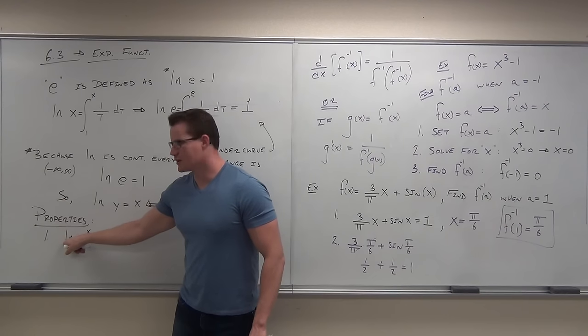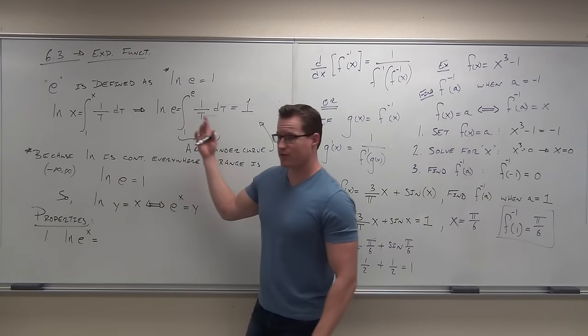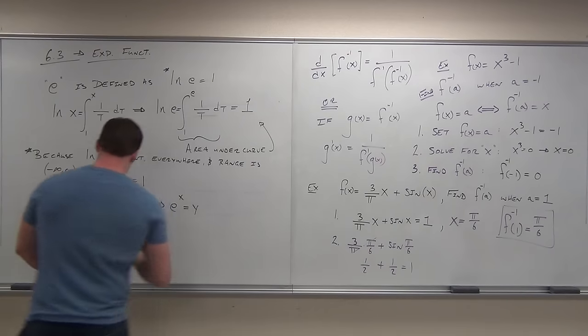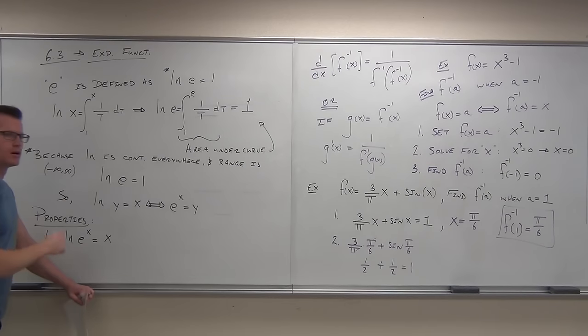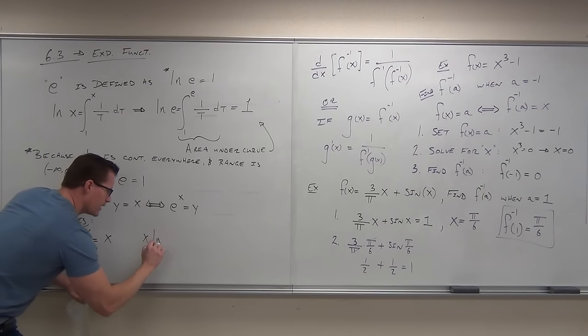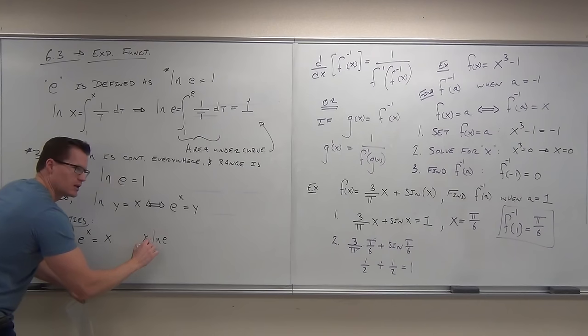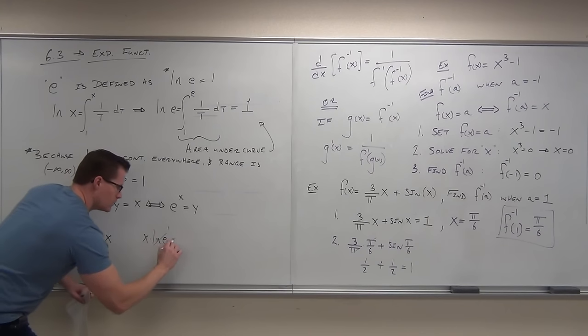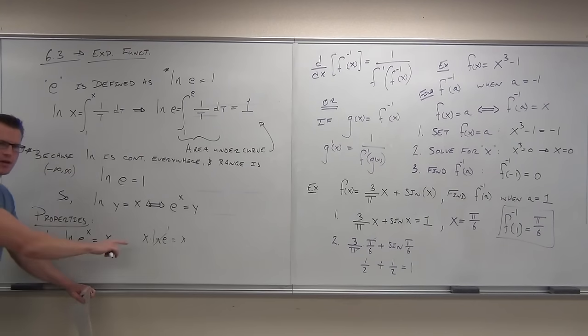How much is ln of e? 1. That was our definition. So what this is equal to is x. The reason why is because you want the proof. Here's the proof right next to it. If you bring this down, we have x ln e. How much is ln of e? 1. Equals x. There's the proof for that.